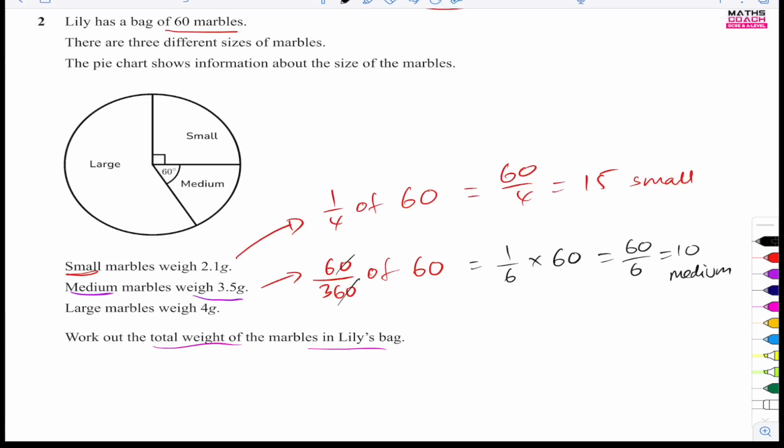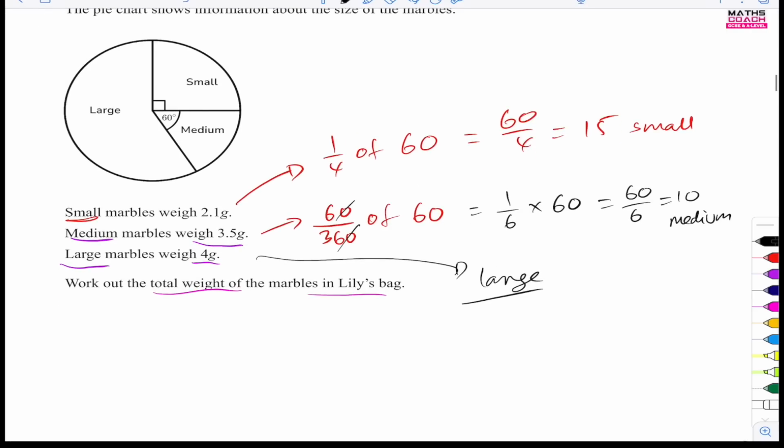Finally, the large marbles, they weigh 4 grams, and this part of the pie chart is the large marbles. Now, we don't actually have an angle for it, but large marbles is the rest of it, okay? So if we already know we've got 15 small marbles, 10 medium marbles, then the rest of it from 60 would be to add these up and take it away from 60. So large would be add up 15 plus 10, which is 25, and take that away from 60. And that gives us 35 large marbles.